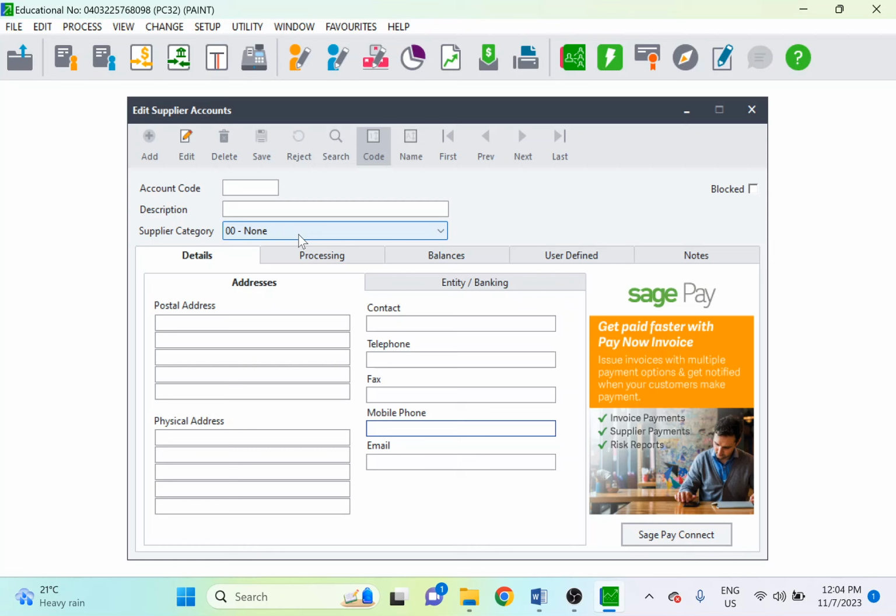Now when creating a new supplier, we said it's DIN, the code DIN01, description, Dinga's label, postal address, it's given, it's private bag, X9014 in East London, 5201.